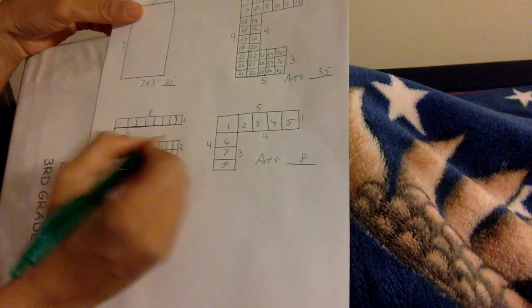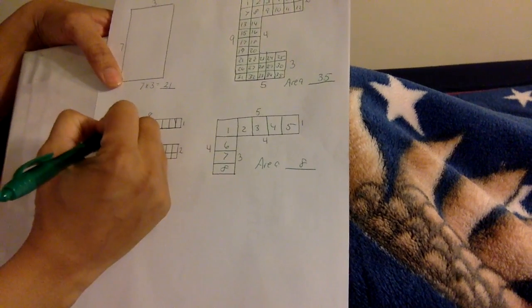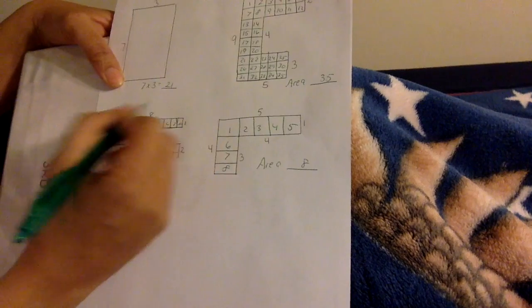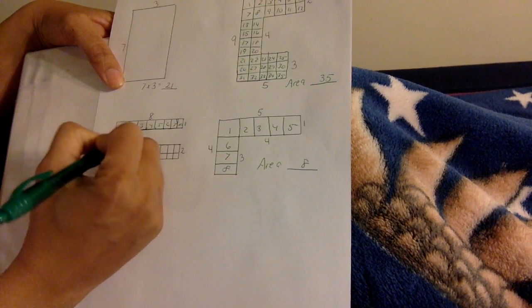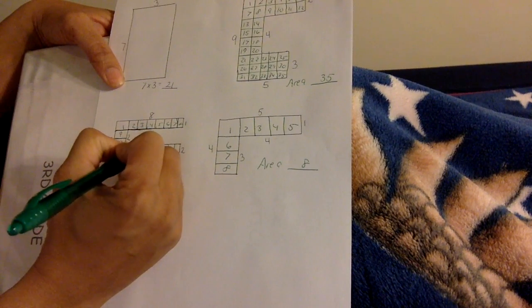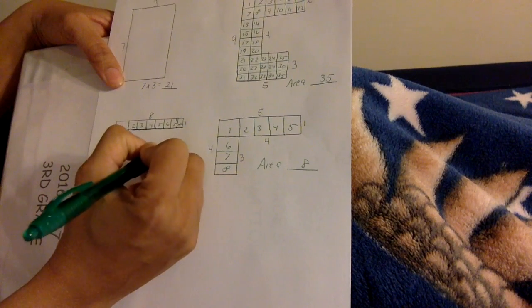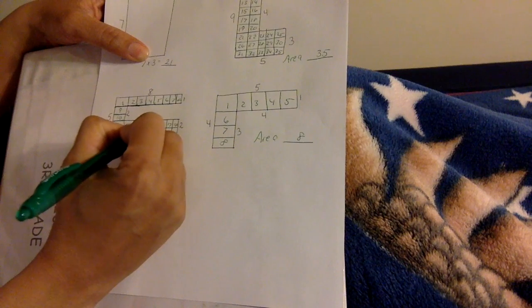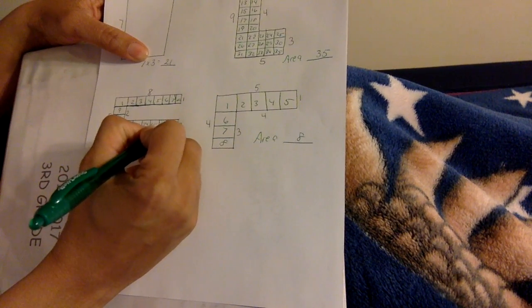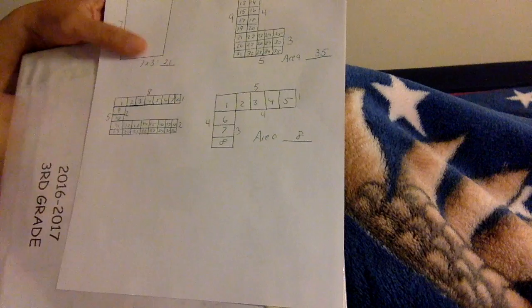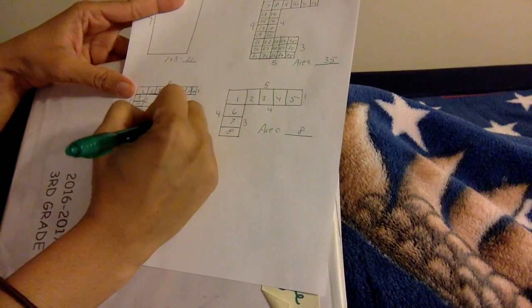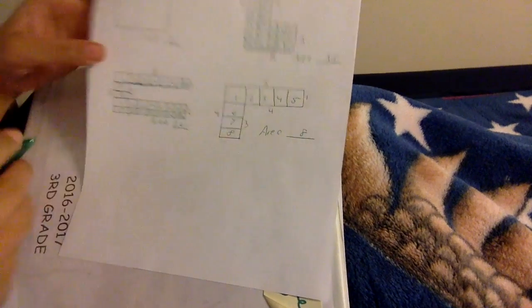All right. So now I'm just going to go through and put my numbers inside. 1, 2, 3, 4, 5, 6, 7, 8, 9, 10, 11, 12, 13, 14, 15, 16, 17, 18, 19, 20, 21, 22, 23, 24, 25, 26. Area is 26. There we go.